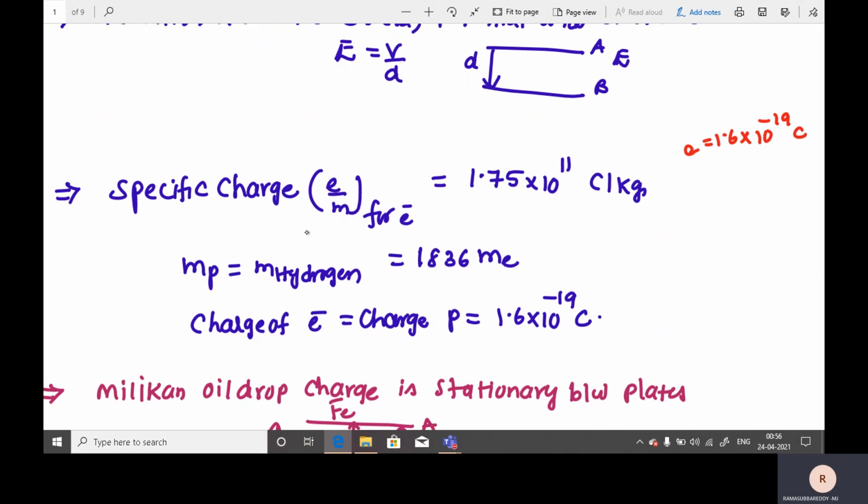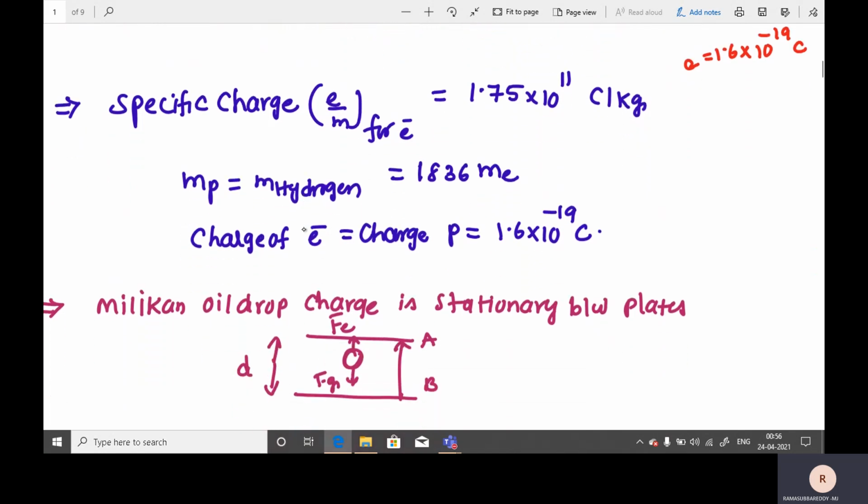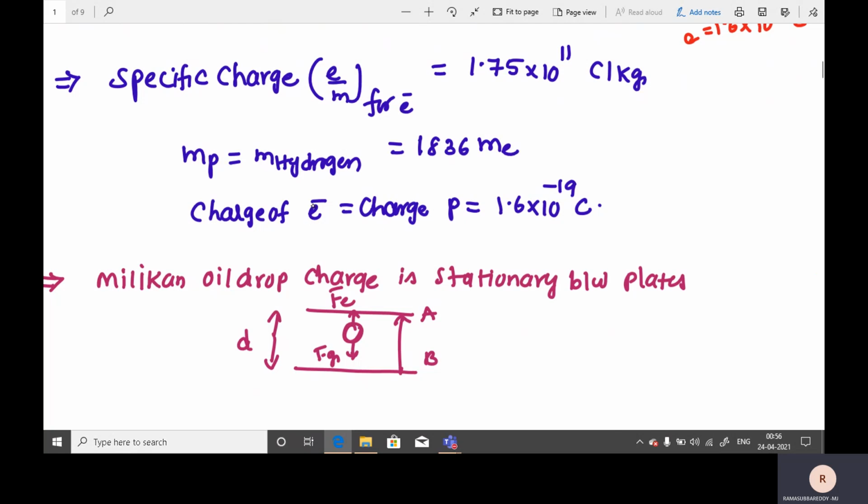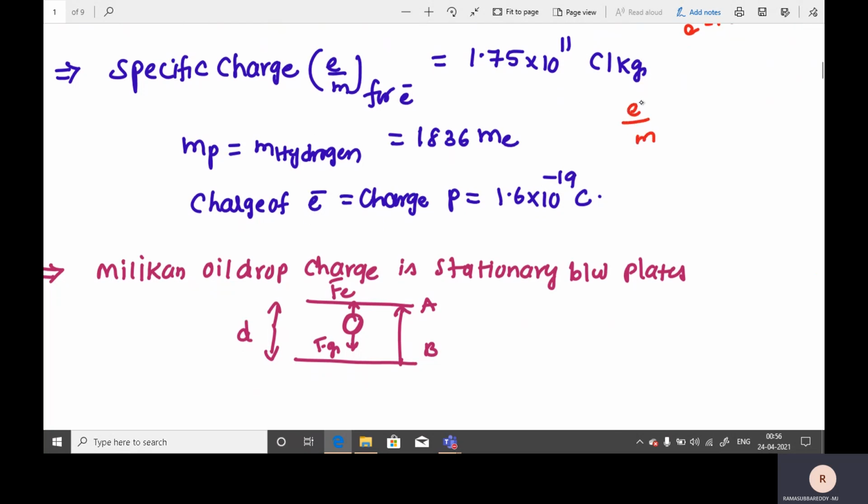Sometimes they may ask in problems to find the specific charge of hydrogen or a proton. At that time, that is e by m. The charge of a proton is the same as the charge of an electron, and the mass of a proton, which is equal to the mass of hydrogen, is 1836 times the mass of an electron. We have to remember that when we solve the numericals.